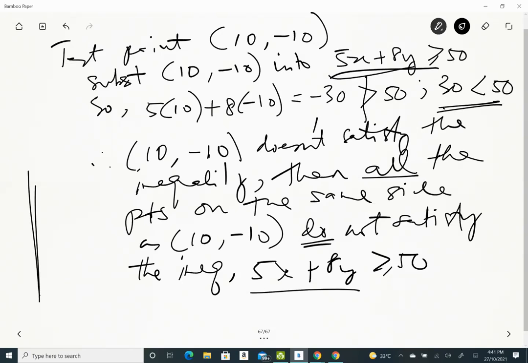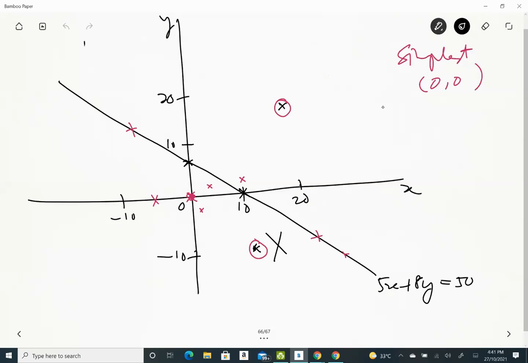Then all the points on the same side as 10, negative 10, from the line, same side from the line, do not satisfy the inequality. Okay, you got it? Anybody has a question on that one? So, I go back to the graph. Now what about this point here? Does it satisfy or not? No. What about here? No. No. That means every point on the same side of that point will not satisfy the inequality. Bigger than. All right? Okay, good.